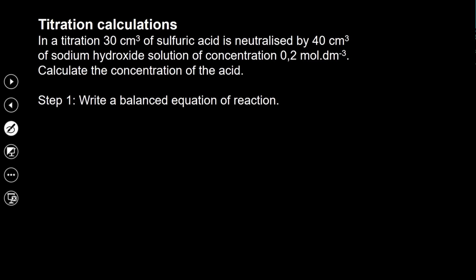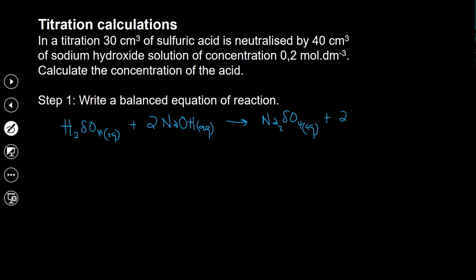Okay. Now the balanced equation of reaction becomes H2SO4, that's the sulfuric acid, plus 2 moles of sodium hydroxide, which is our standard solution, which is a base in this case. Then we've got Na2SO4, the salt, sodium sulfate, plus 2H2O, right? Now, what is our stoichiometric ratio? It's 1:2. Okay, so this is the balanced equation, right?